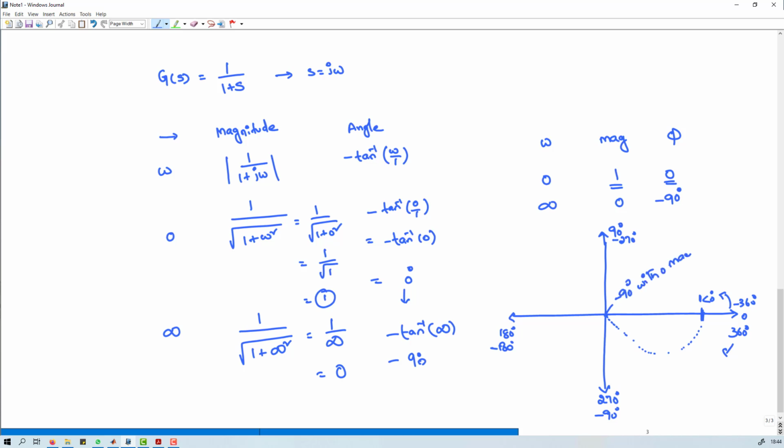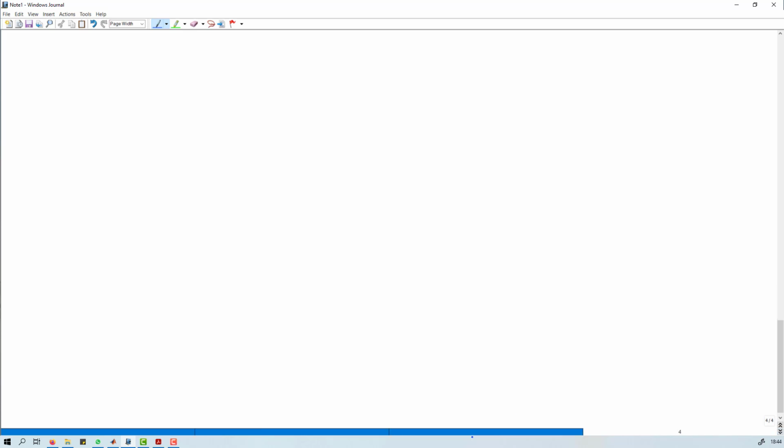So that is what I have written: magnitude 0 and minus 90 degrees. That is how it is moving. So that is how the polar plot should be drawn for this simple transfer function. The same thing can be extended to one more example. So let us take a little different example from this so that we will gain more understanding.